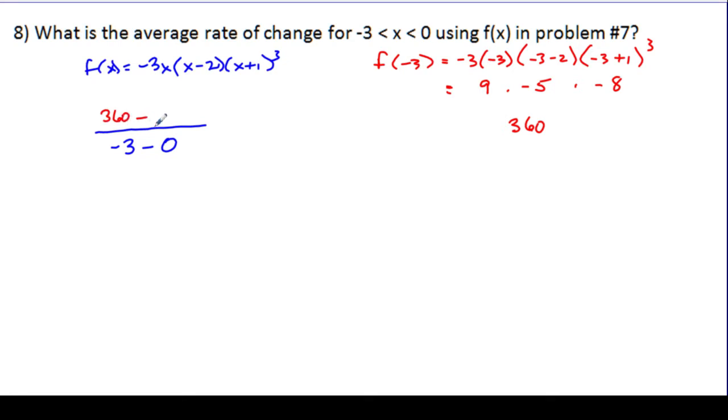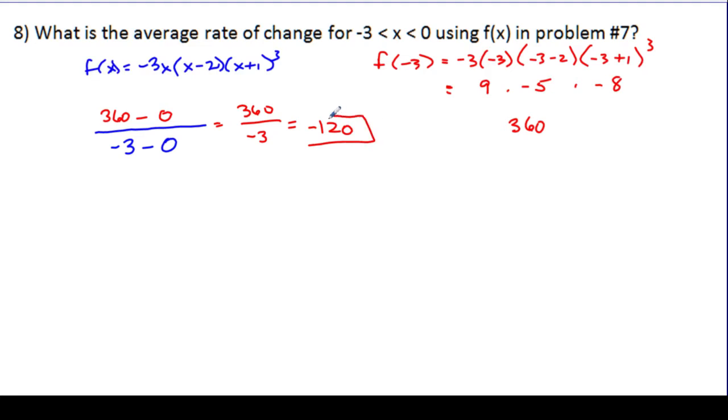The other one's actually pretty easy. When I plug in a 0, we've already done this when we found the y-intercept. When I plugged in a 0, I got back a 0. So in this case, I'm going to say 360 minus 0, well, that's 360. And -3 minus 0 is -3. So this is 360 divided by -3, and that in this case is -120.